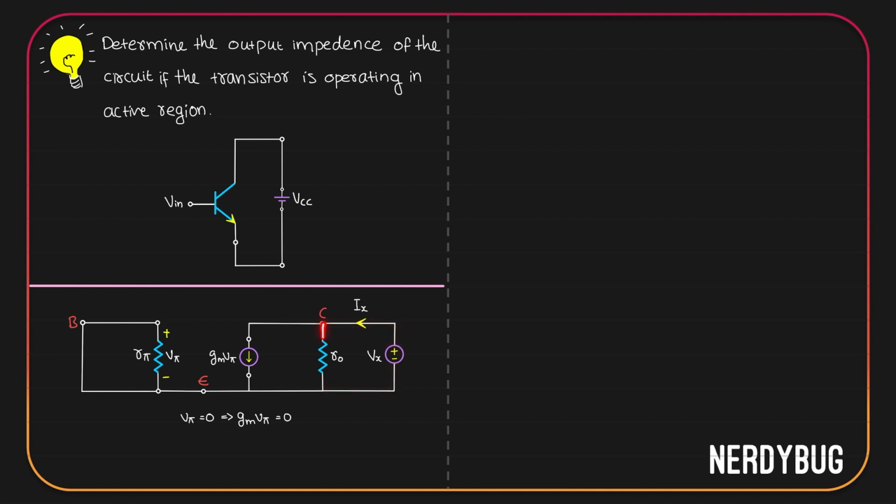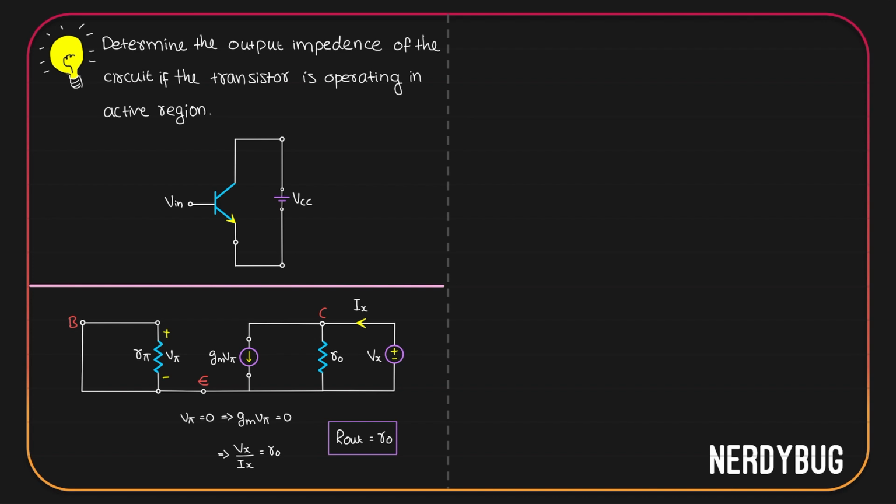and has a current Ix flowing through it. So using Ohm's law, we can write Vx by Ix is R naught. But Vx by Ix is our output impedance. So the output impedance is R naught. This is the impedance you see when you look through the collector.